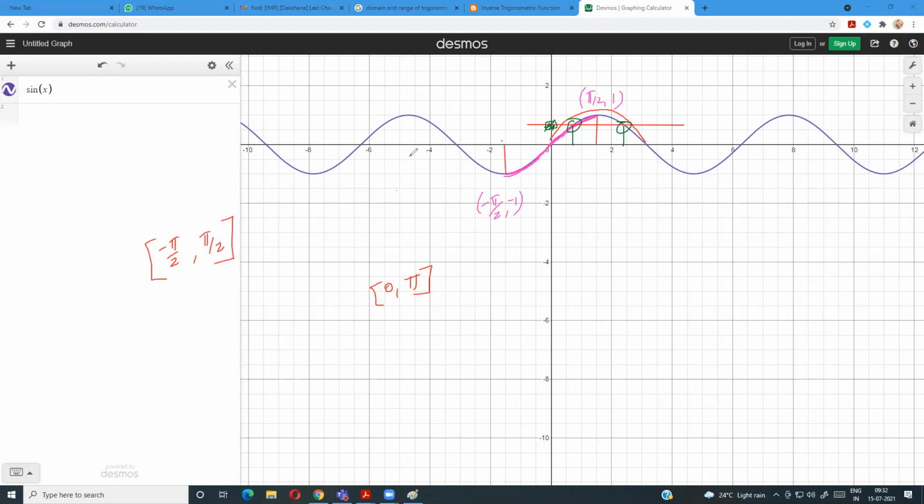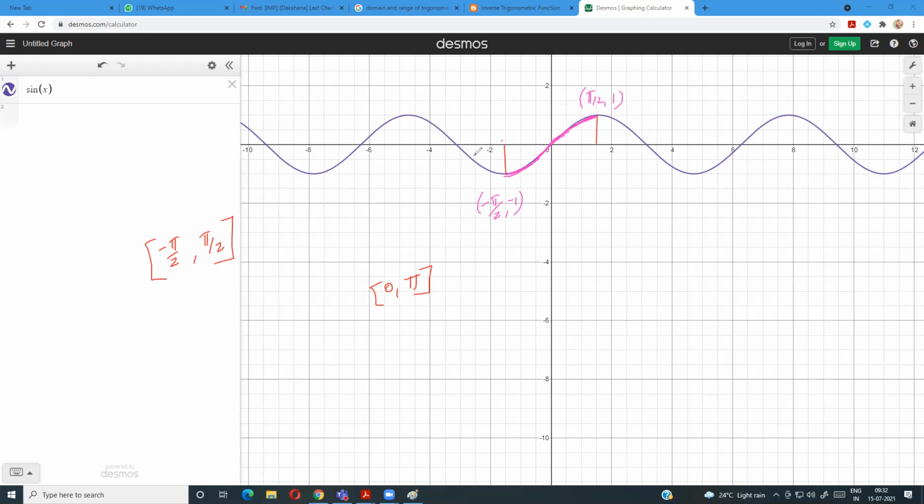There is a simple technique to check one-one. If it is a graph, just draw a horizontal line. If the horizontal line meets the graph at more than one point, the function is not one-one. That is why I didn't consider the portion 0 to pi. So I consider the portion minus pi by 2 to pi by 2.